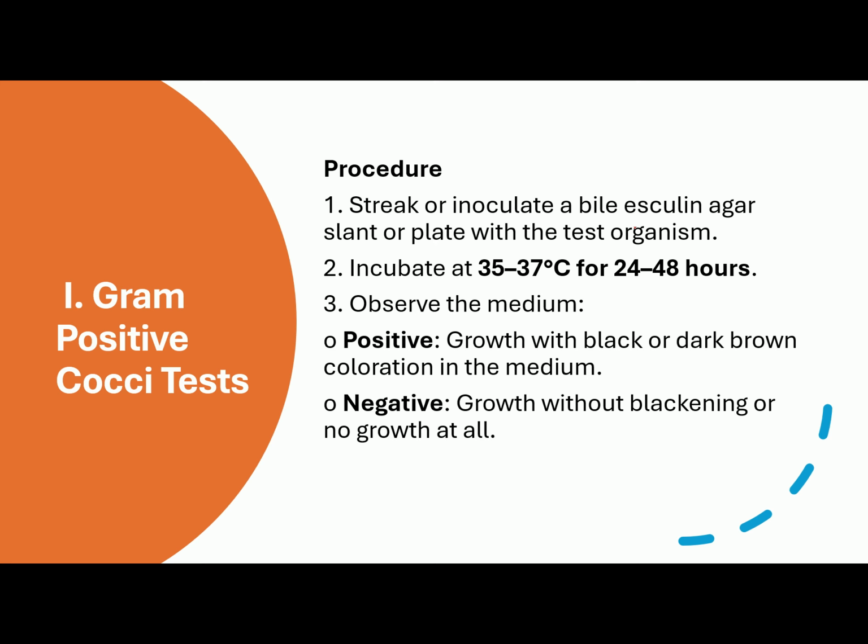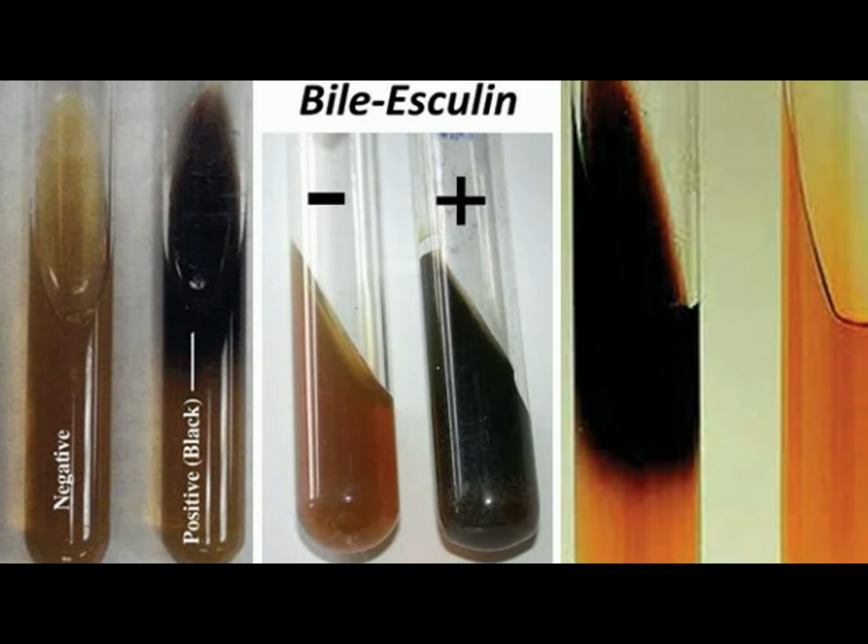Procedure, class. Streak or inoculate a bile esculin agar slant or plate with the test organism. Incubate at 35 to 37 for 24 to 48 hours. Observe the medium. Growth with black or dark brown coloration in the medium is positive. Growth without blackening or no growth at all is negative. So if the medium, class, your bile esculin agar, is still brown in color, it's negative. But if it darkens, it means that bile esculin hydrolysis occurred, producing a positive result.